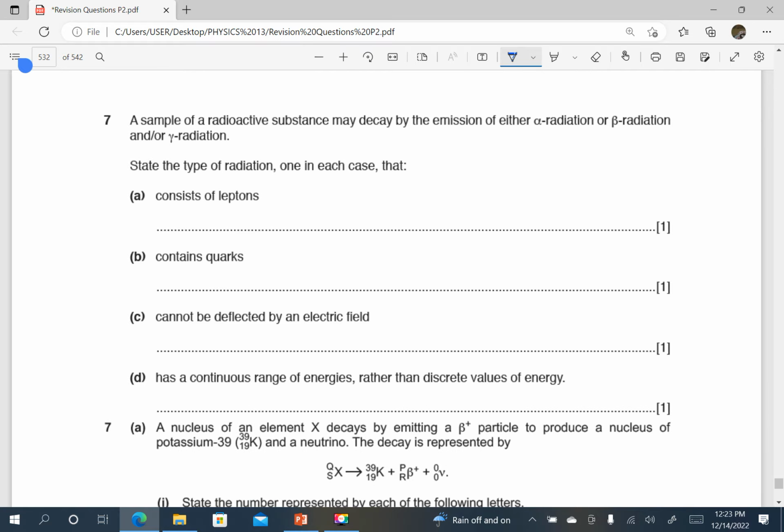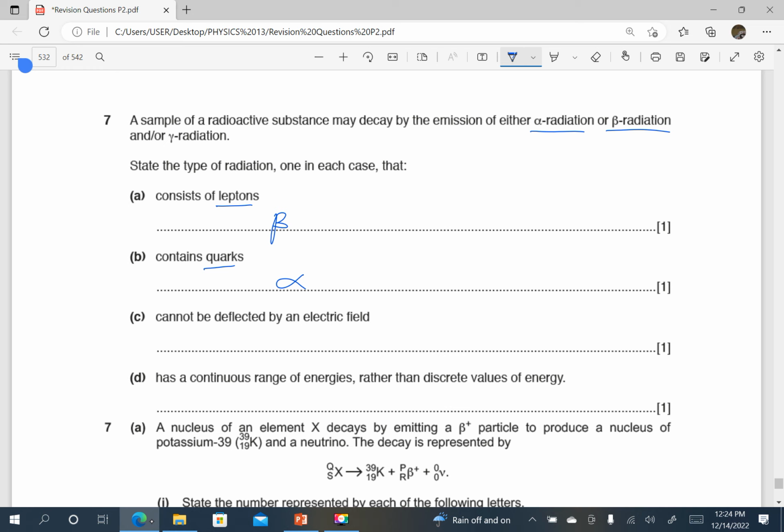A sample of radioactive substance may decay by the emission of either alpha, beta, or gamma radiation. State the type of radiation, one in each case, that consists of leptons. Alpha has protons. Beta radiation, those are actually leptons. Gamma radiation, those are electromagnetic radiations. Beta is electron, so that is a lepton, so this is beta. Contains quarks. Of course, alpha has quarks because it's made of protons and neutrons, so that is alpha.